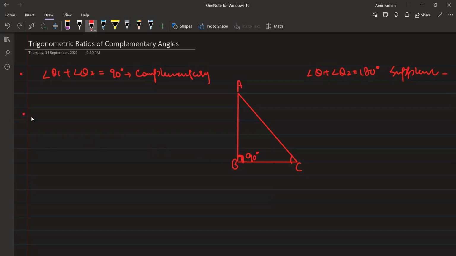Can you tell me what is sine C in terms of ABC, if C is theta? Adil, AB by AC will be the sine C, na? The side opposite to theta is the perpendicular. Sine theta is what? P by H. P is what? AB.